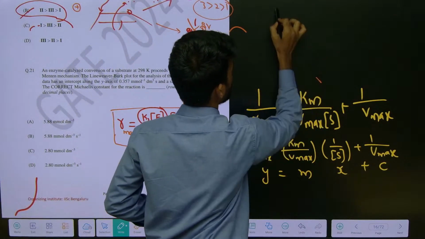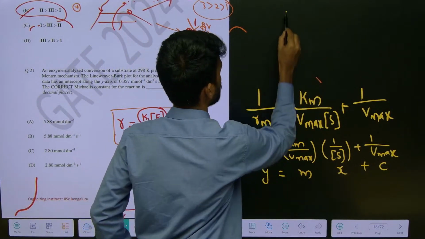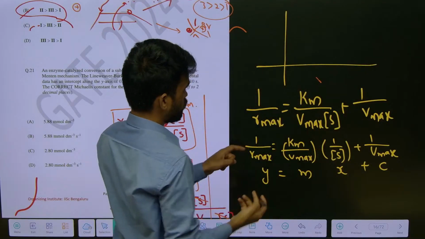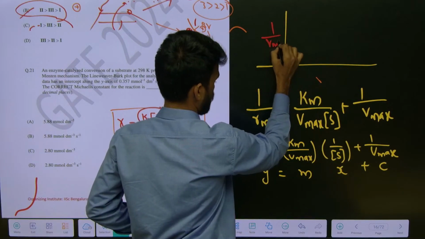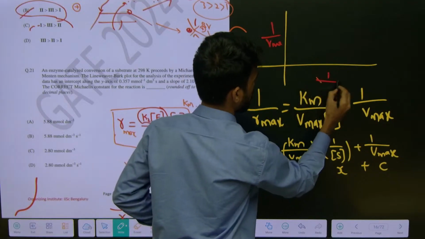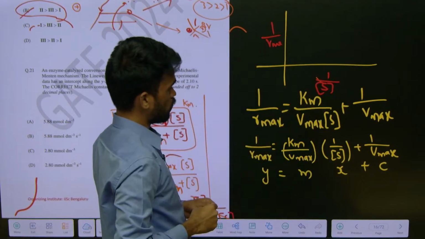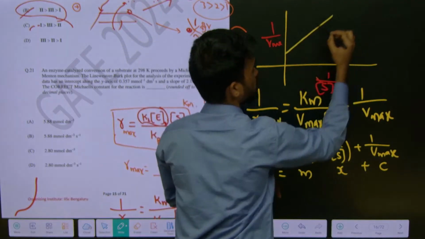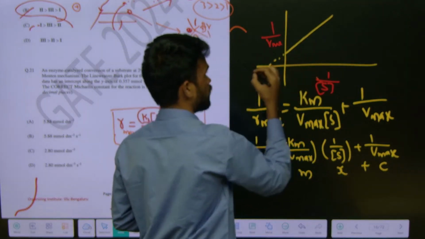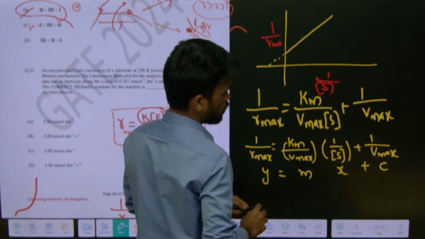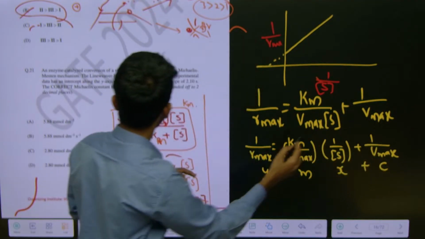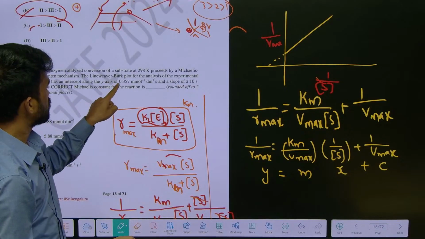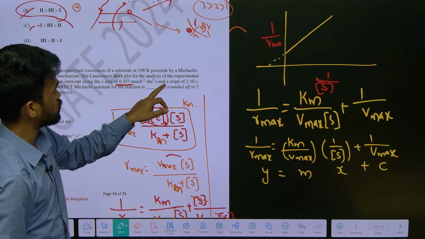So how the plot looks like, 1 by V and here 1 by S. Okay, now how can we draw this? Something like this only, now like this we'll get. Okay, so now what is the intercept they have mentioned? Intercept is 0.35 and slope is this much.